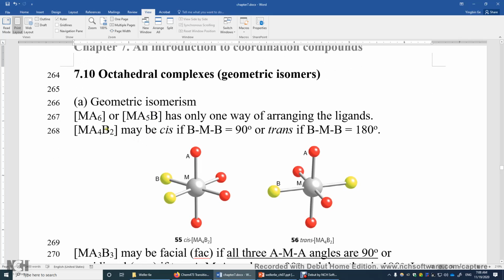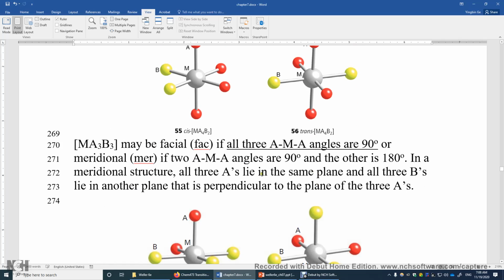Now, what if you have 2 Bs and 4 As? So these 2 B ligands are different from those A ligands. In this case, we can have cis versus trans. So if you put these 2 Bs on just the same side of M with an angle of 90 degrees, this is cis. Or you can put these 2 Bs on the opposite sides with respect to the transition metal center with an angle of 180 degrees. This is called trans.